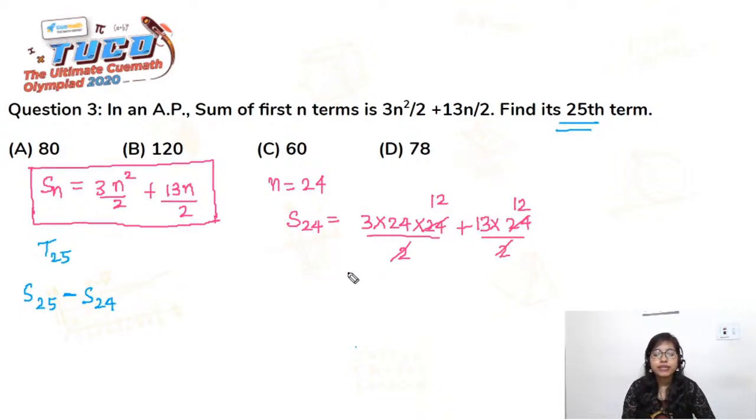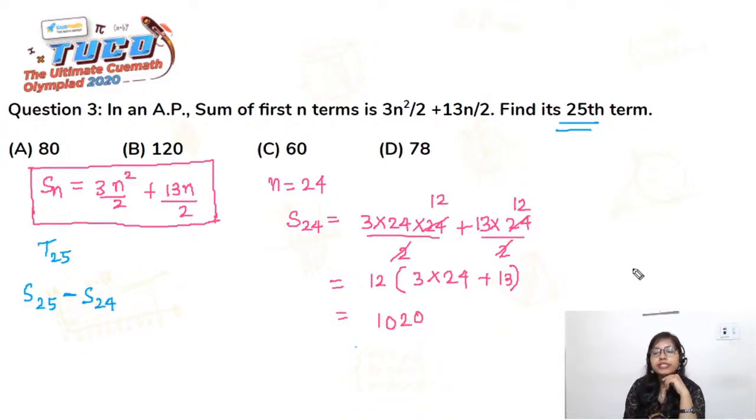From here, what would the value of S24 be? You could take 12 as a common term, and you could see this is 3 times 24 plus 13. You could go by any way you wish to. Any answers, anyone? You all can check this out. S24 is going to give us 1020.